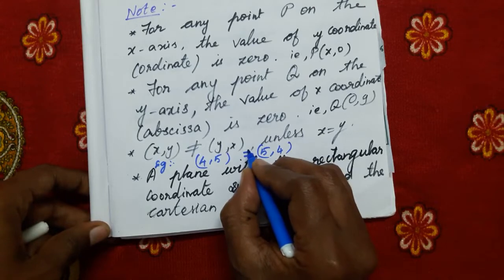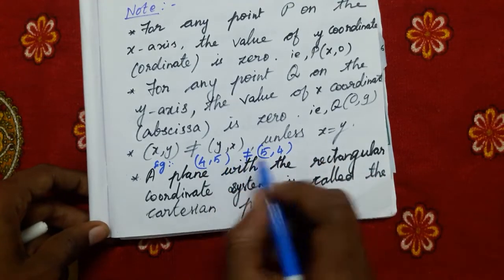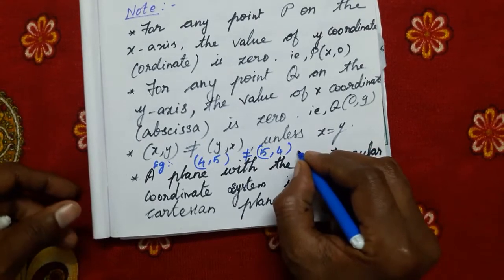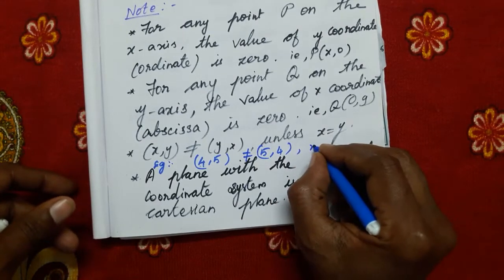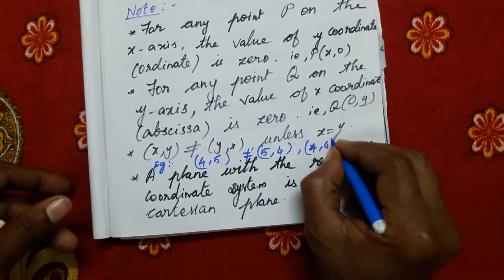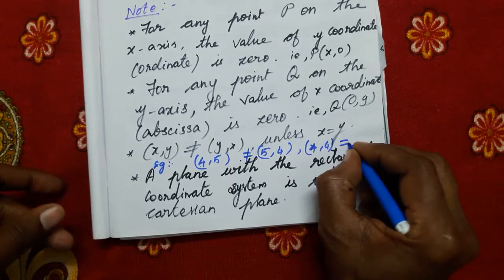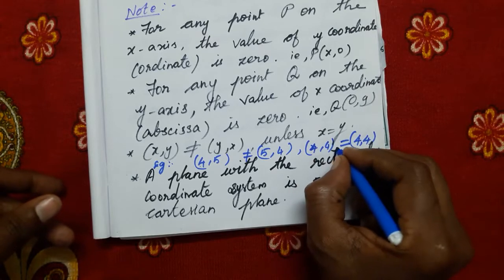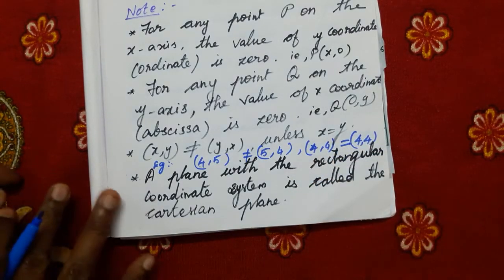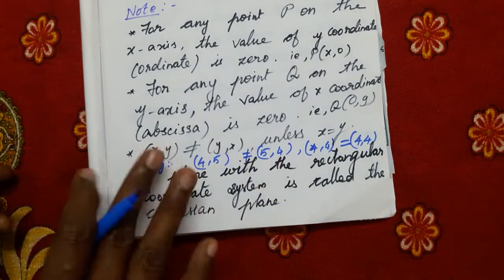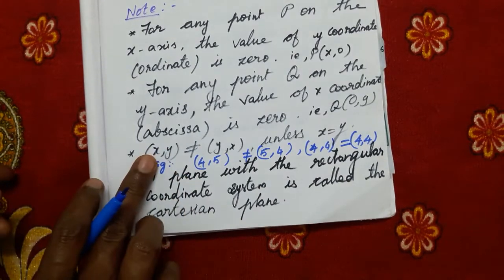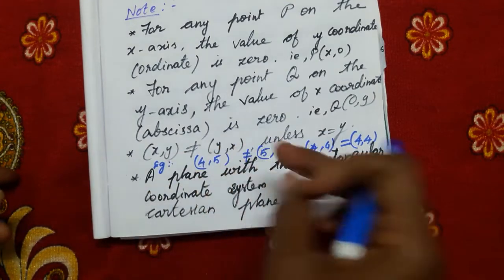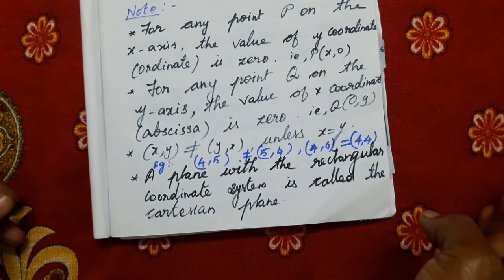No, it's not equal. 4 comma 5 is not equal to 5 comma 4. If both are equal, for example 4 comma 4 is equal to 4 comma 4. Only when both the x coordinate and y coordinate are equal are the points equal; otherwise they are not equal. x comma y is not equal to y comma x unless x is equal to y.